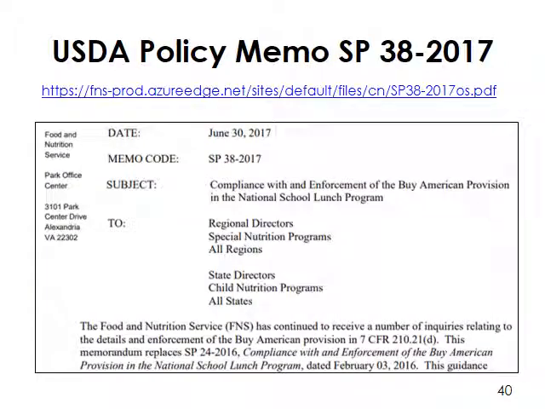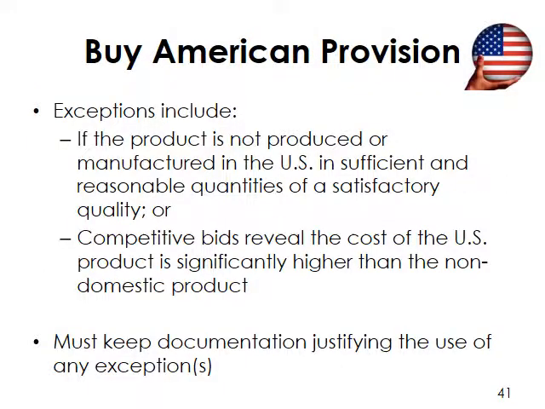USDA issued Policy Memorandum SP 38-2017. This guidance provides updated information including suggested contract language to be utilized in solicitation and serves to reinforce the importance of the Buy American provision to our economy and its positive effects on small and local businesses. There are 2 limited exceptions when non-domestic foods may be purchased. These exceptions are determined by the school food authority.